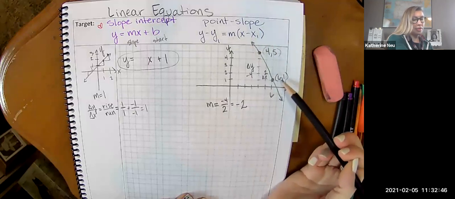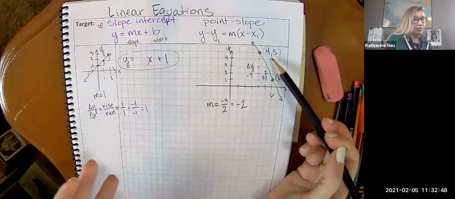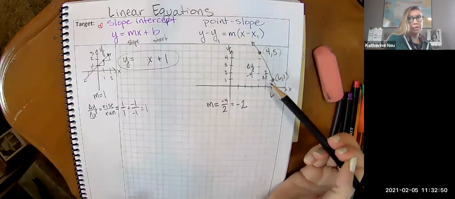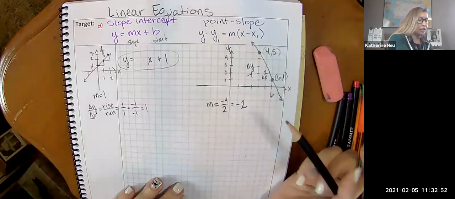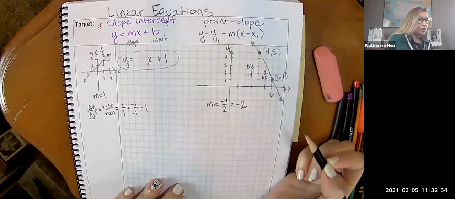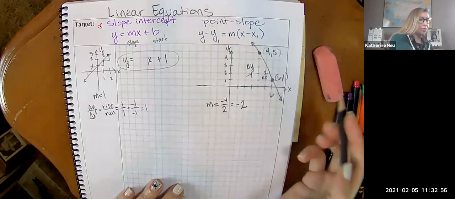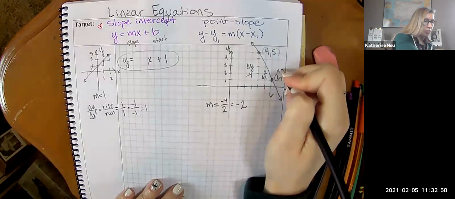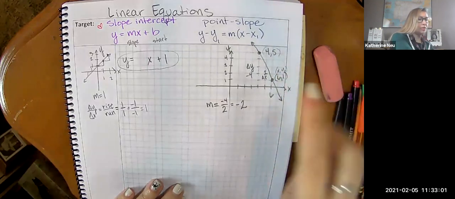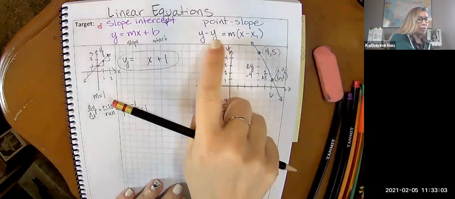I don't know, 6 is higher than 4 and 5, but 1 is lower. It doesn't matter which one you pick. I'm just going to go for that 6, 1. So that's going to be my point. And 6, 1, remember it's x, y, right? So that's what I have here. I have x's and I have y's.